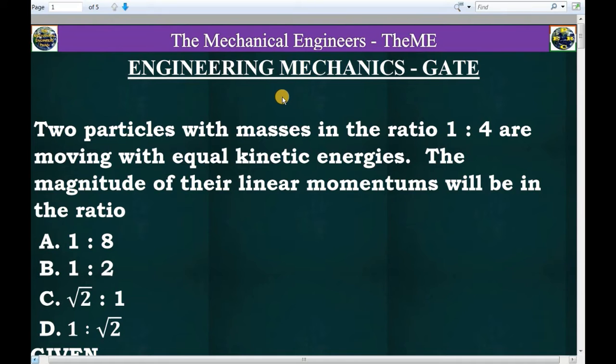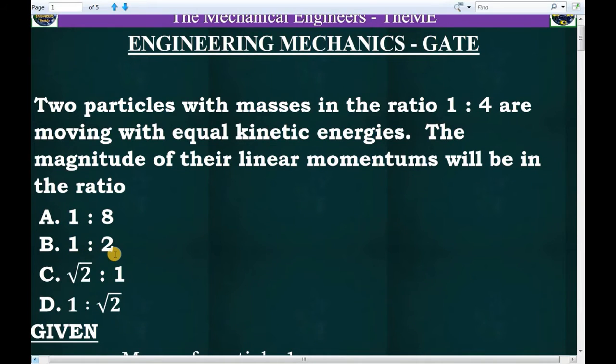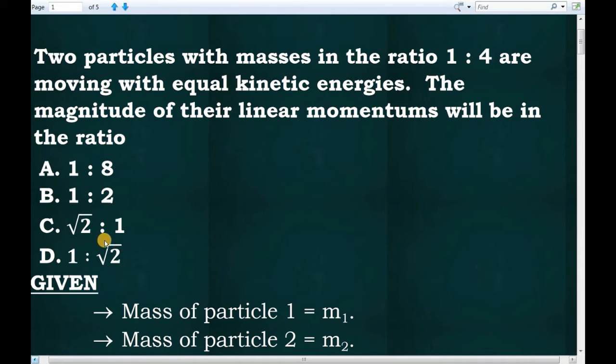So let's begin. First, I will read the question. Two particles with masses in the ratio 1:4 are moving with equal kinetic energies. The magnitude of their linear momentums will be in the ratio A 1:8, B 1:2, C square root of 2:1, D 1:square root of 2.